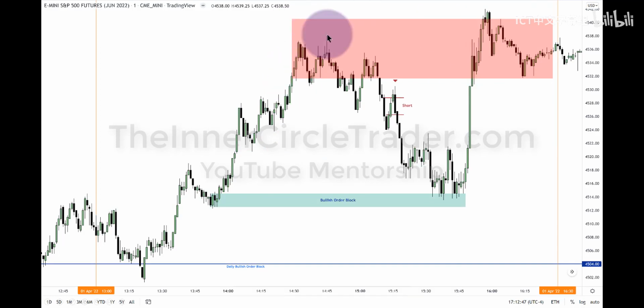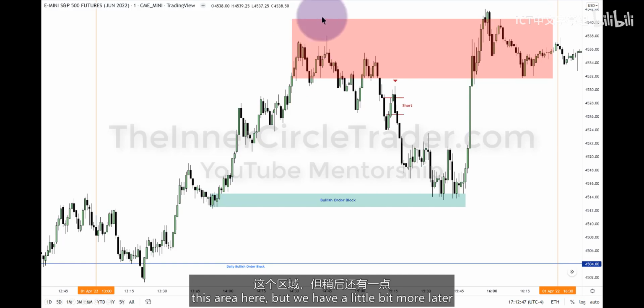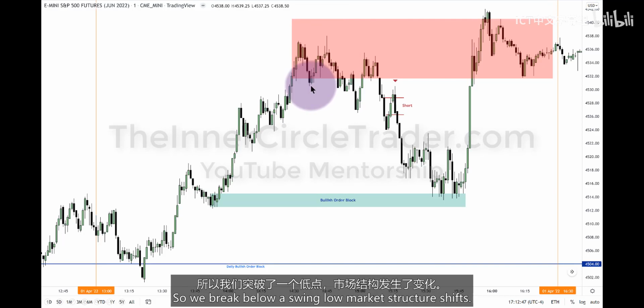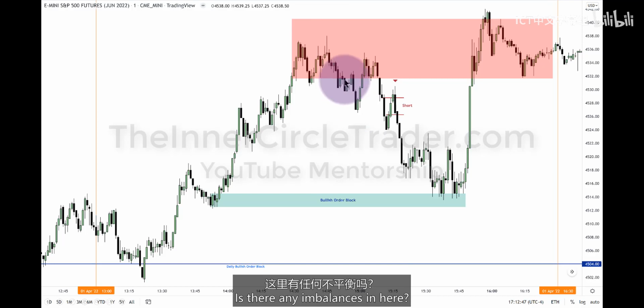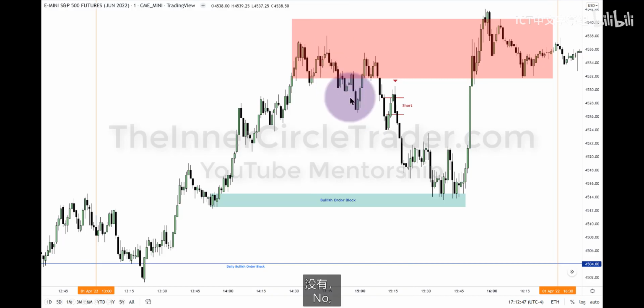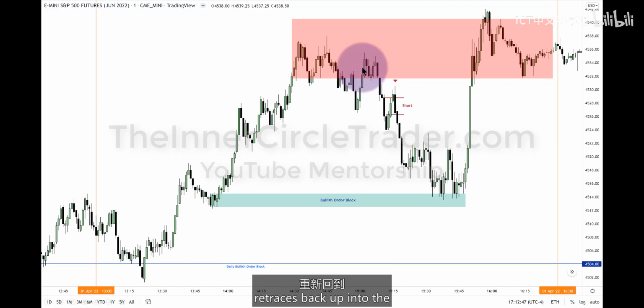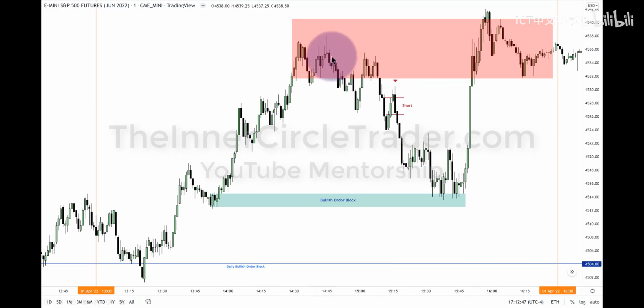We fulfilled buy side liquidity in this area here, but we have a little bit more later on, which obviously you can see it runs to, but here we see it do a run lower. So we break below a swing low, market structure shifts. Are there any imbalances in here? No, but there is one right there. See that? Here's your fair value gap, shift in market structure there, retraces back up into the fair value gap.